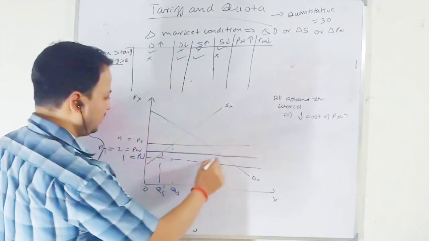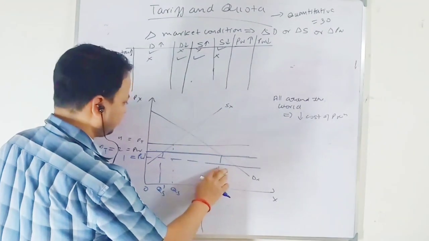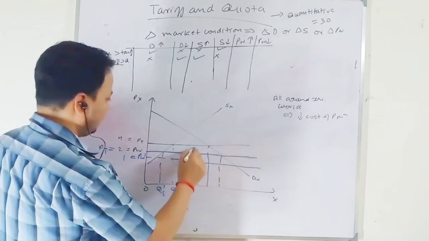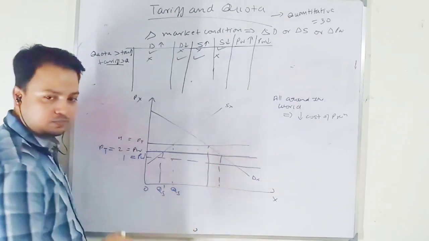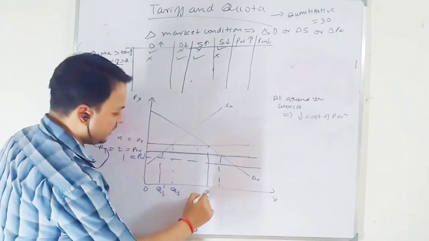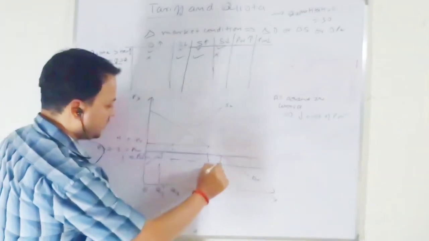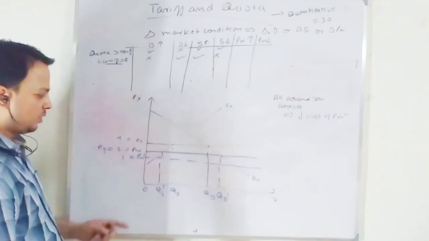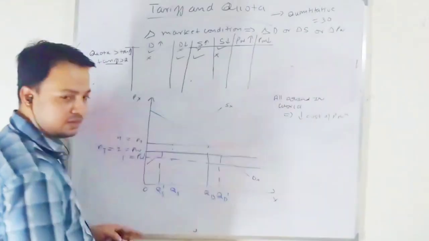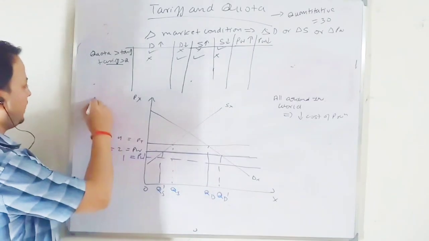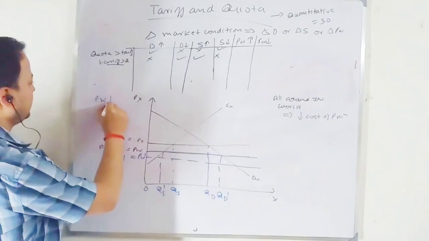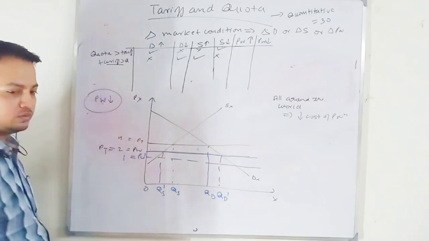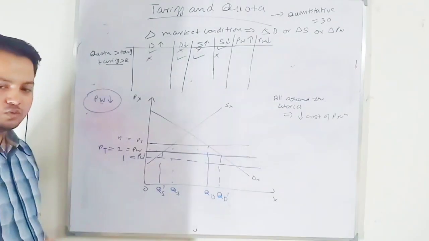At the same time, what is happening is that this is the previous price with tariff. So this is the demand. Now domestic demand increases from QD to QD prime. So in this case, what is happening is that when one price is falling, your import is going to increase.